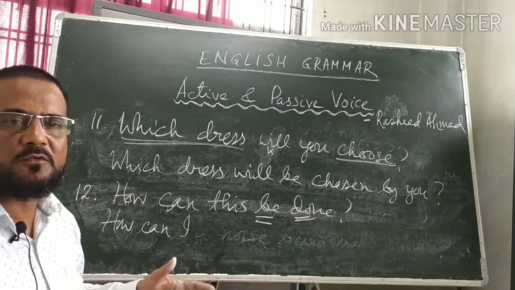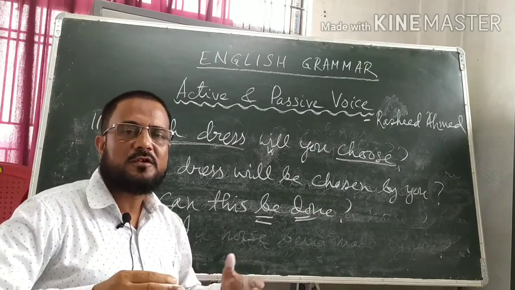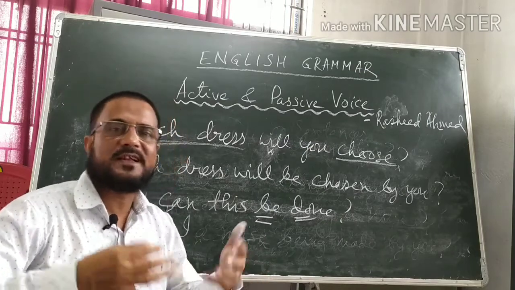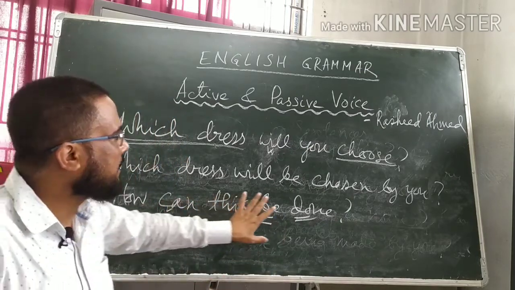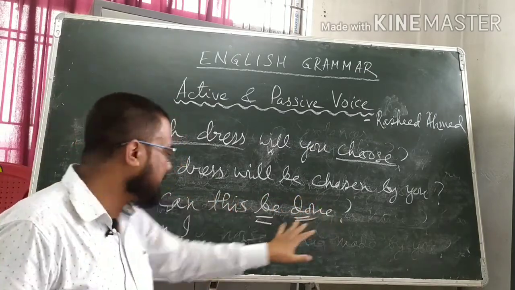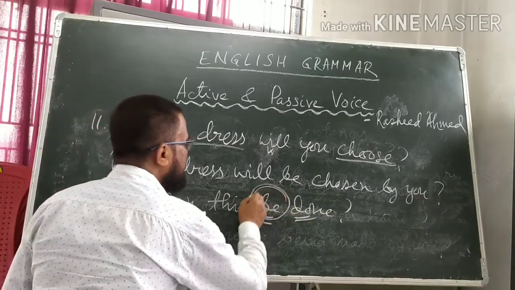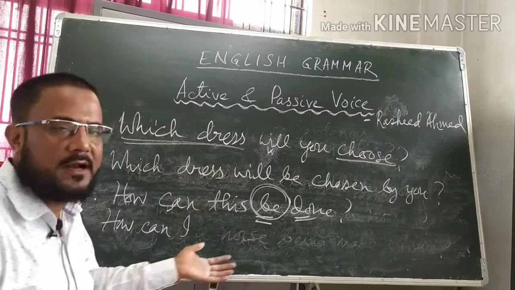Sometimes you have the freedom to use more than one word, or one word out of many choices. How can this be done by me? If we suppose it to be "by me", then it will be "How can I?" Then "be" will be removed, because "be" was used to make it passive. We are now making it active.